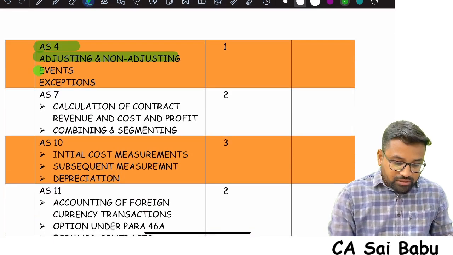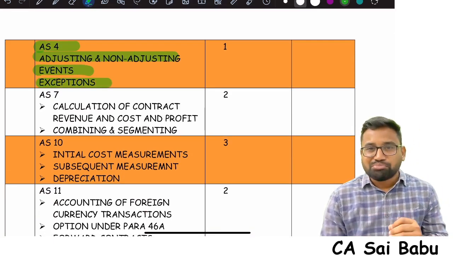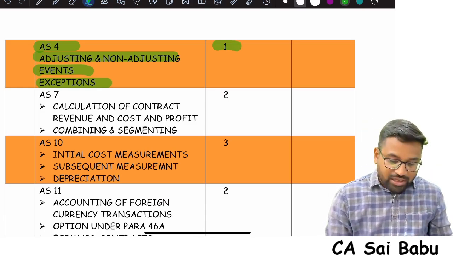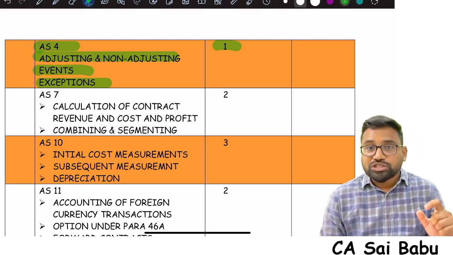AS4, again, adjusting, non-adjusting events, very simple topic, very simple standard, small standard. You can complete it in 1 hour along with the questions. Especially focus on the exceptional areas.